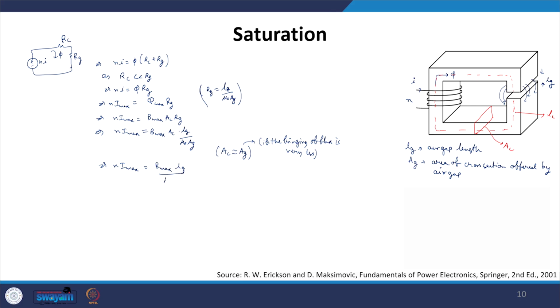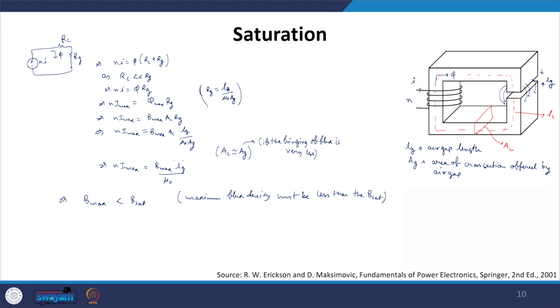Lg by mu naught. So what we have understood is that depending upon this I max value, the B max value will vary, and we have to ensure that whatever B max value we are getting, or the maximum flux density which is obtained in the core during the operation of the inductor, has to be less than the B sat value. That means we can say that the maximum flux density must be less than the B sat value.